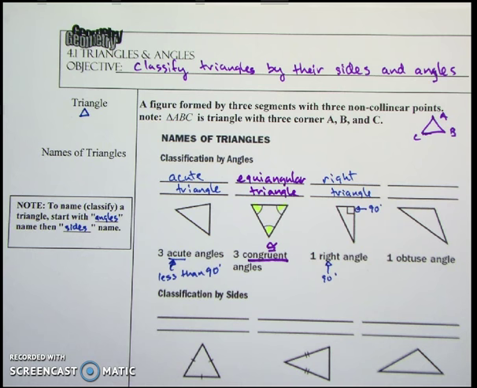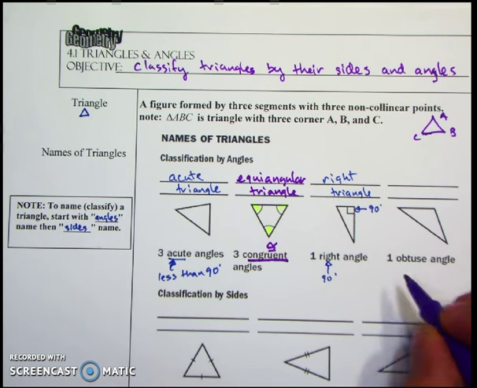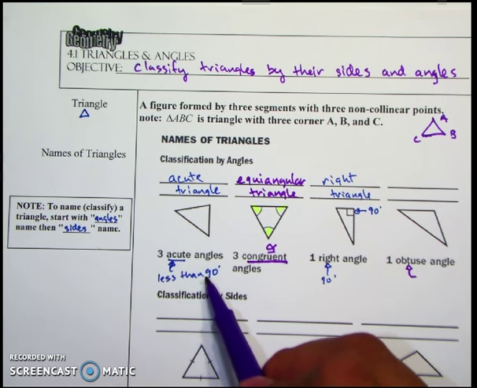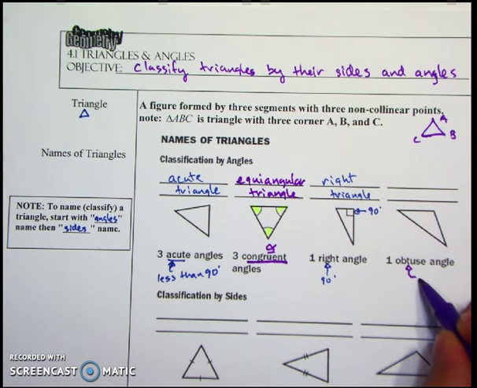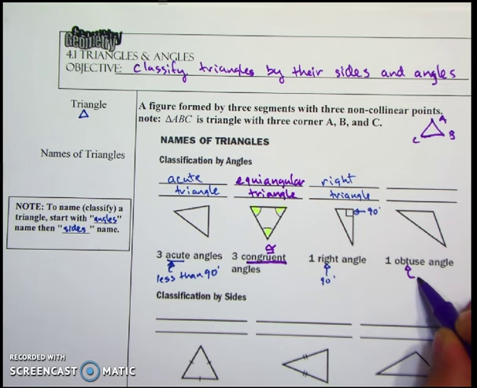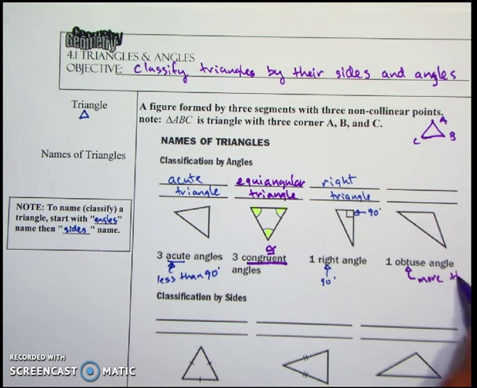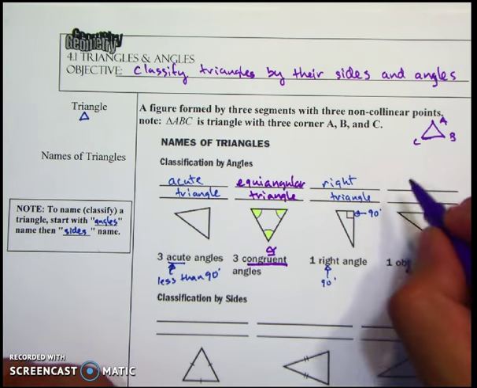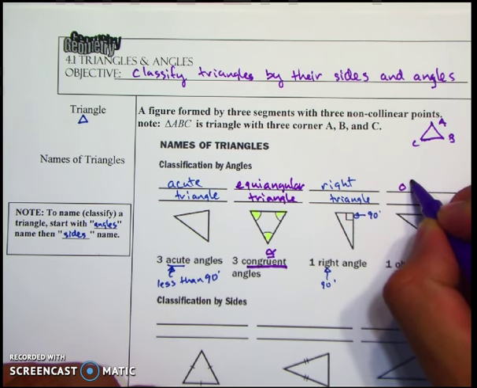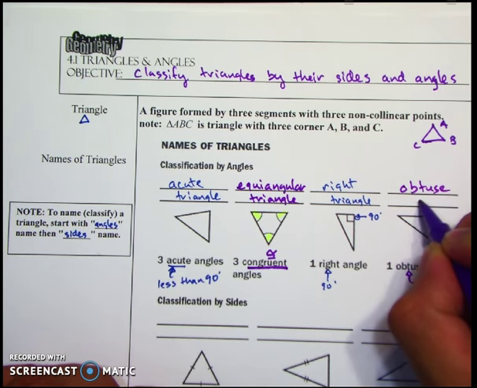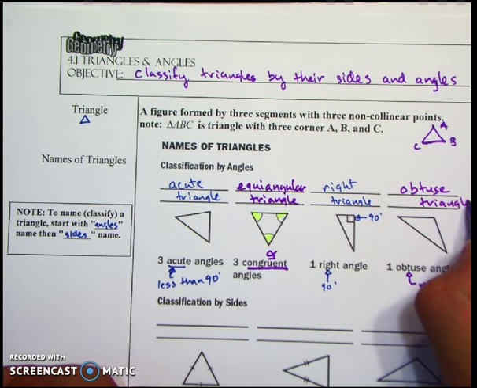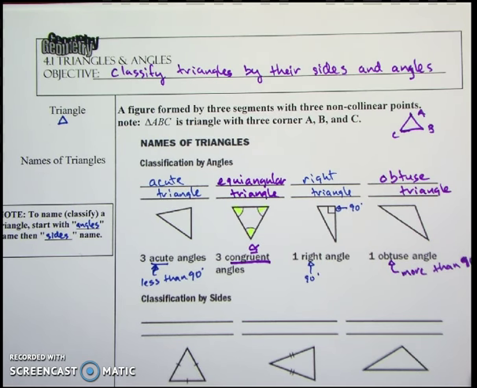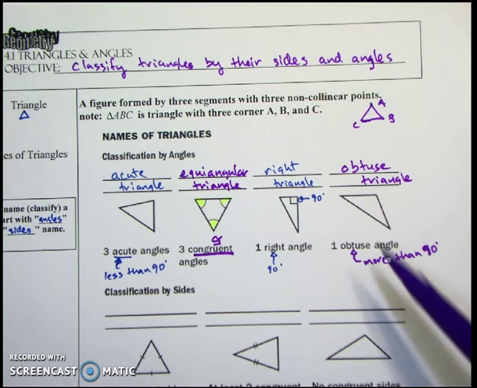The next one to classify by the angle is obtuse. Remember, for acute, you know it's less than 90, so that means obtuse has to be more than 90 degrees. Okay? So this one is really simple. If it's an obtuse angle, then we'll go ahead and call it an obtuse triangle. So that's how you name by the angle. Again, obtuse is more than 90.